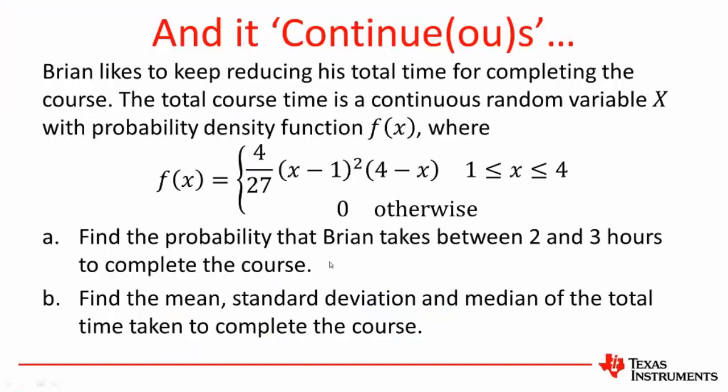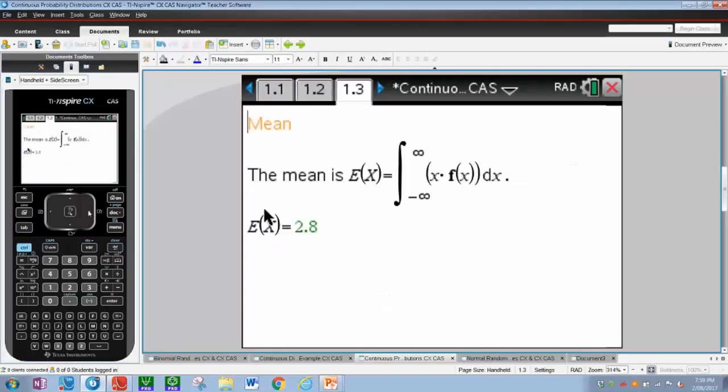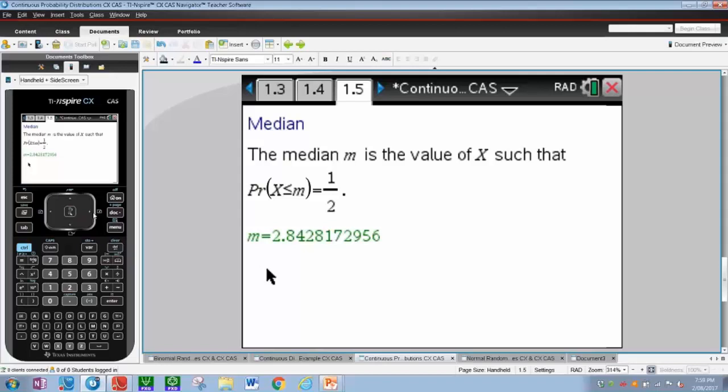What is the next thing? Find the mean, standard deviation, and median. Now here's the great thing. If you want the mean, standard deviation, median, all that you have to do with this particular file is press Control right. It takes you to the mean. Control right takes you to the variance and standard deviation. Control right takes you to the median.